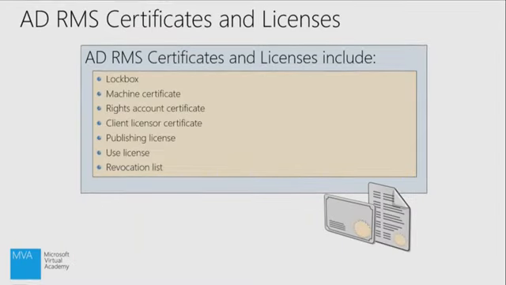Certificates and licenses. Again, this is where we get into some nuts and bolts. Lockbox, machine certificate, rights account certificates, client licensor certificates, a publishing license, a use license, and a revocation list. All of these things are components needed by AD RMS to function correctly and provide this functionality in the first place.